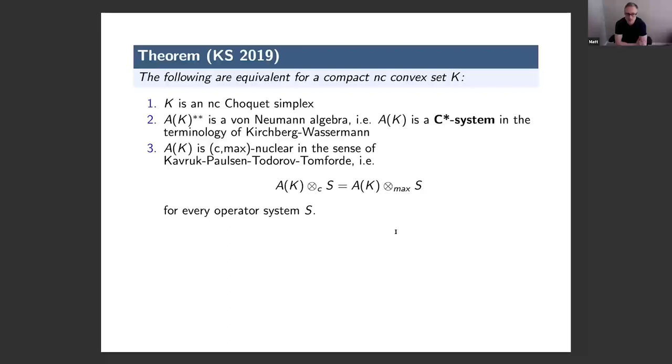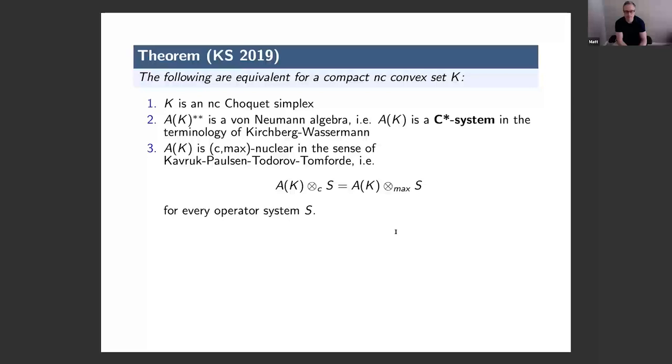K is an NC simplex. That's equivalent to saying that the bidual of the corresponding operator system is a von Neumann algebra. This is a notion that was considered by Kirchberg and Wassermann in a paper, I think from 1997, where they considered what they call C-star systems. So an operator system is a C-star system if its bidual is a C-star algebra, is completely order isomorphic to a C-star algebra. But because it's a dual space, we know that it must then be completely order isomorphic to a von Neumann algebra.